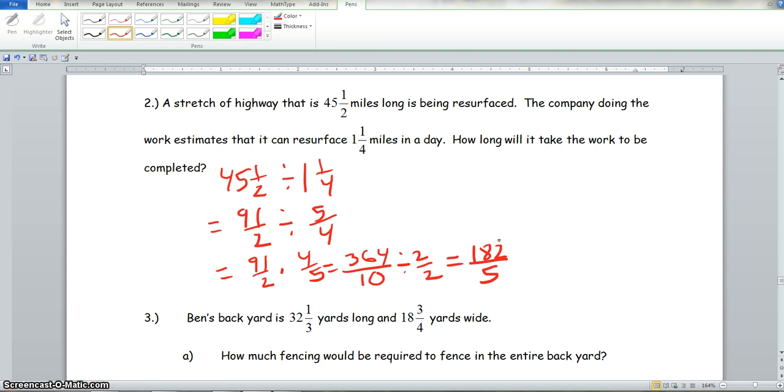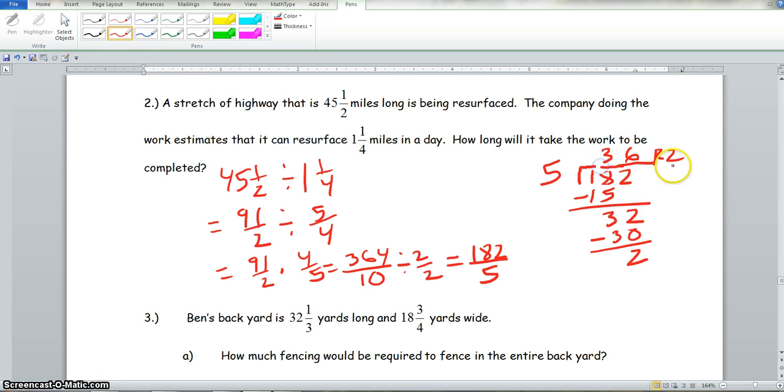Now, what we need to do is take 5 into 182. 5 goes into 18 3 times. 18 minus 15 is 3. Bring down your 2. 5 goes into 32 6 times. 6 times 5 is 30. And we have 32 minus 30, which is 2. So we have a remainder of 2.